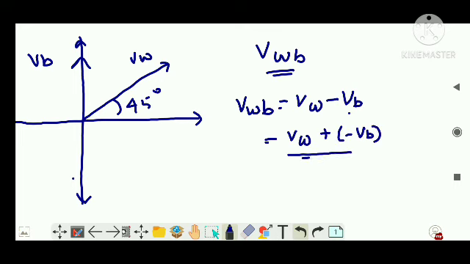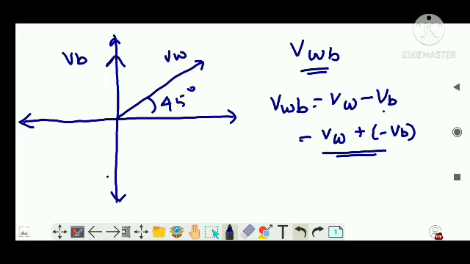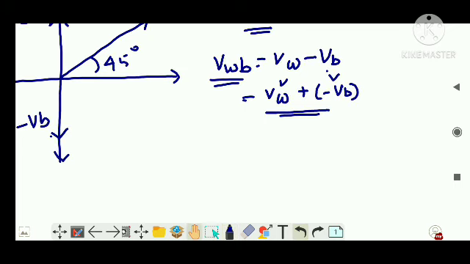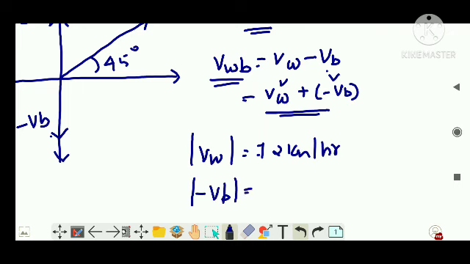This is the meaning. That means V_WB is the vector sum of V_W, that is this one, and minus V_B, so this is minus V_B. Clear? So what will be the resultant? The resultant will be between them. Let's take the magnitudes now. What is the magnitude of wind? 72 km per hour. What is the magnitude of minus V_B? 51 km per hour is given.